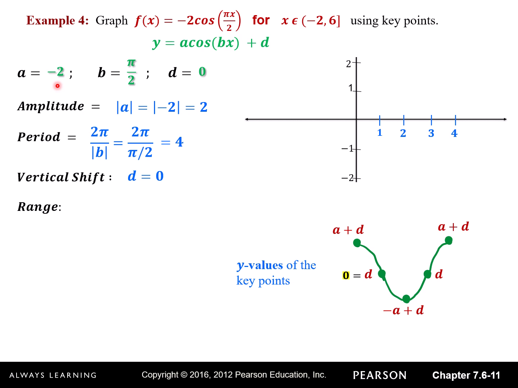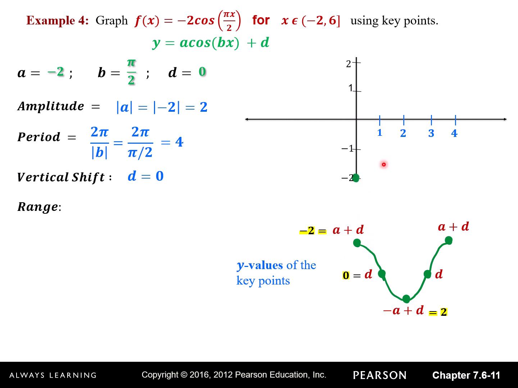And then A plus D: we're adding A with D, which is negative 2 plus 0, which is negative 2. And then negative A plus D, we will get the negative of this minus 2, which is positive 2, adding to 0 is a positive 2. So let us now start plotting. The first x value is 0, and the first y value is minus 2. So we have the point (0, -2).